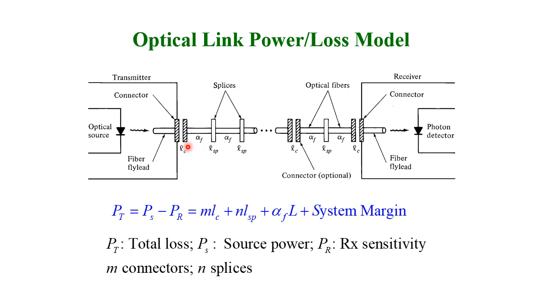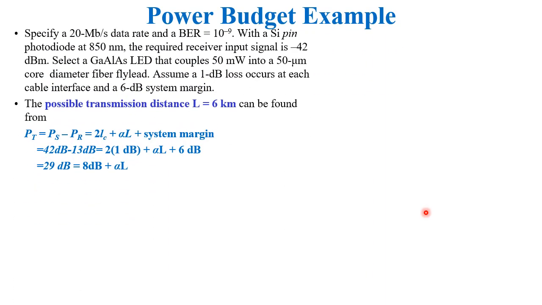The length of the fiber is the distance between transmitter and receiver. We can call it the length of the fiber. And finally, the system margin. So this is the formula. By using this formula, we can find the total loss expected for this particular link. Now, a power budget example.